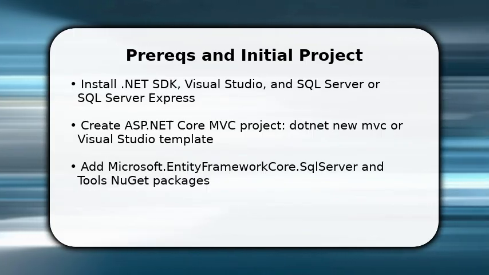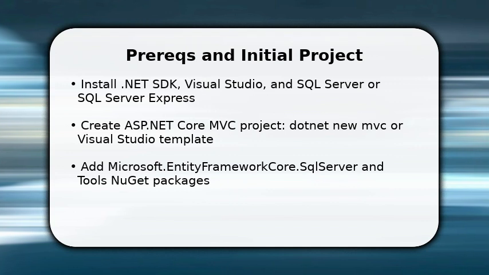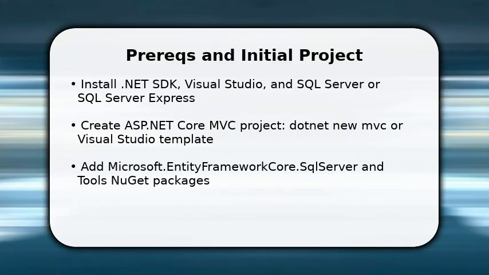Next, add the EF Core SQL Server and tools NuGet packages so you can scaffold and migrate. This gives you provider support and CLI helpers. Make sure your project targets a compatible .NET version and set up a connection string placeholder in appsettings.json before you scaffold any DB context.